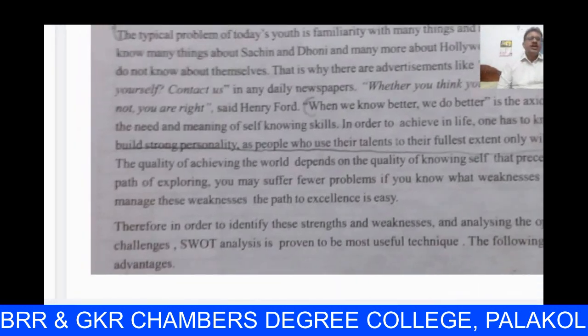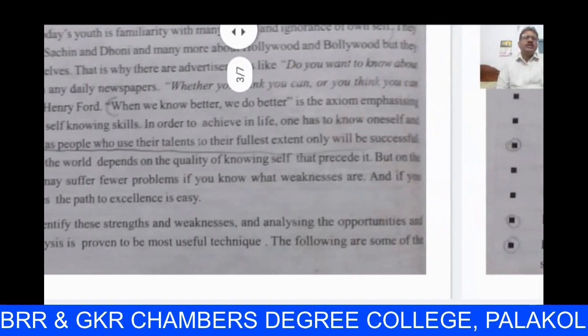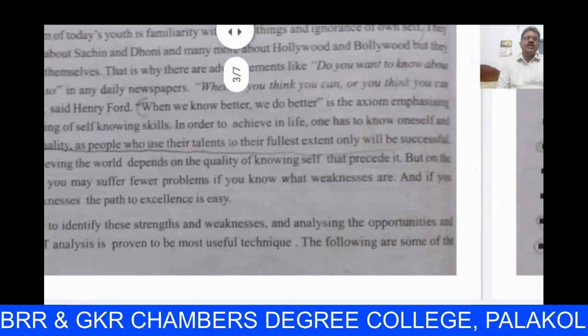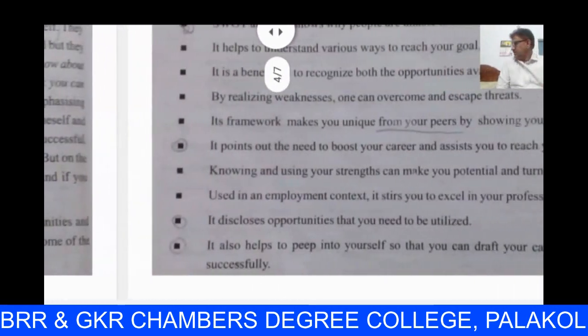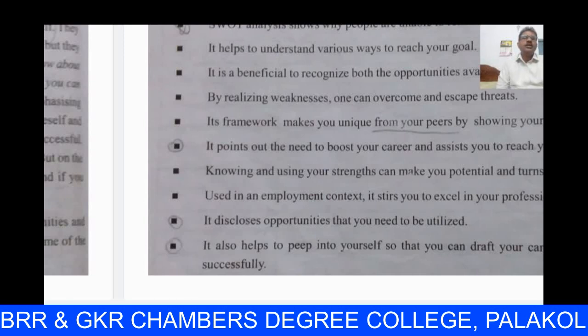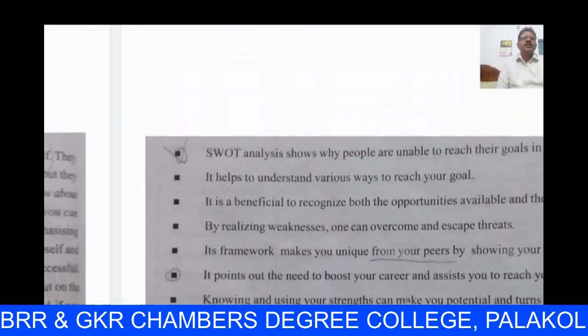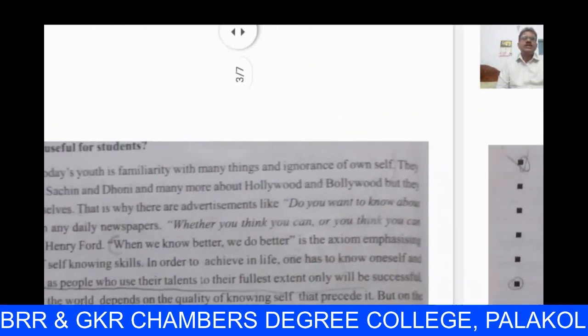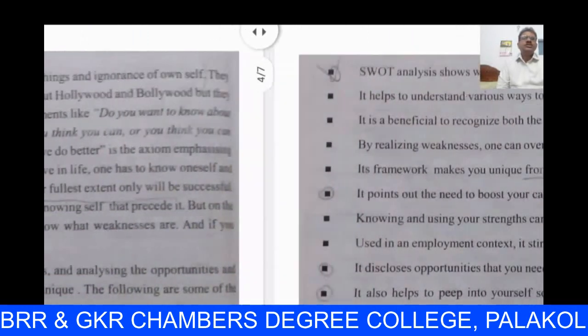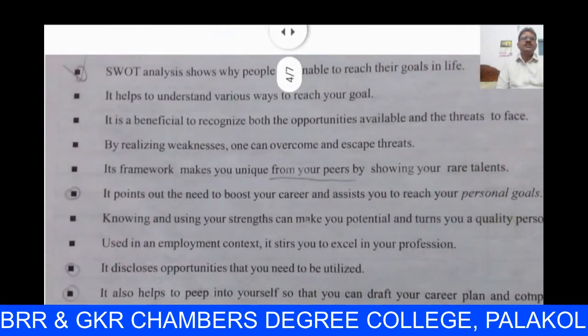Therefore, in order to identify these strengths and weaknesses, and analyze opportunities and challenges, SWOT analysis is proven to be most useful and unique. The following are some of the advantages of SWOT and SWOC analysis.